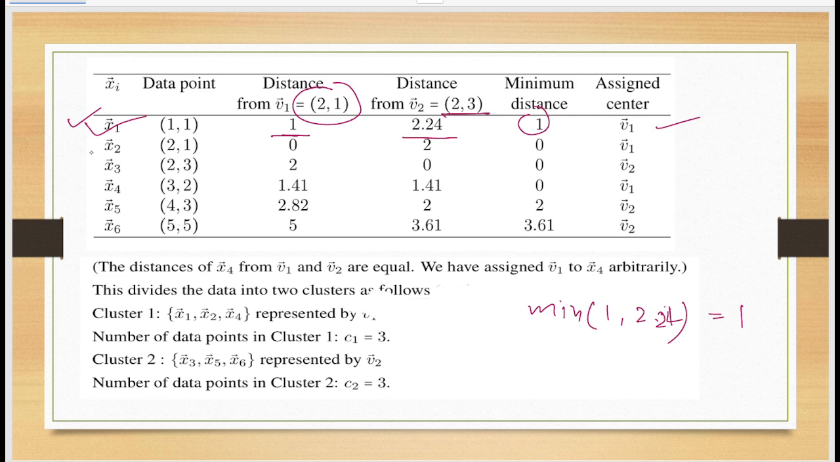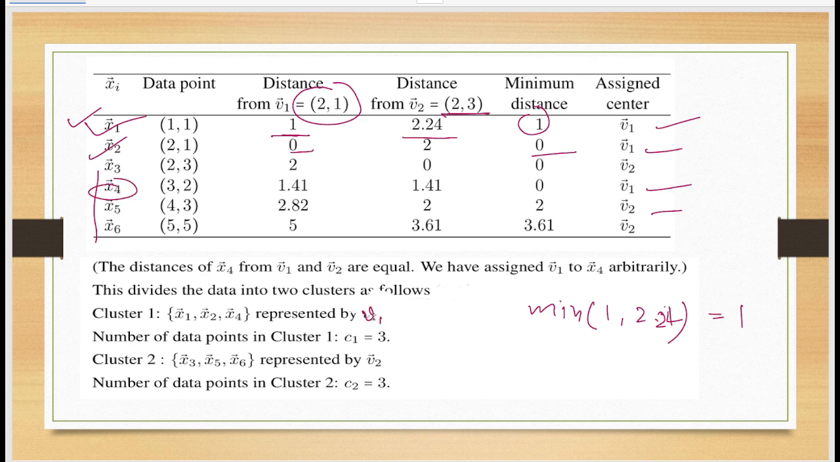Similarly, we go for the x2 value. The minimum is with itself, so the distance is 0, and it goes with v1. We go through all the points and find the assignments. So x1, x2, and x4 go to v1.